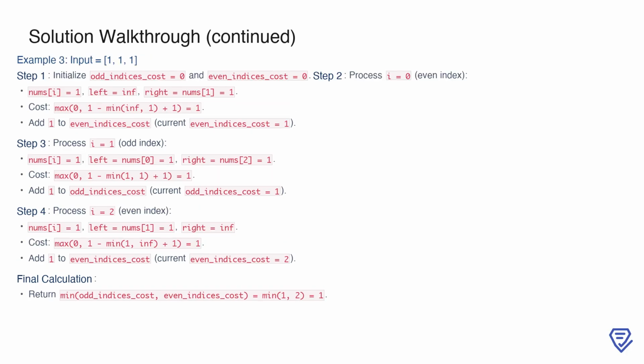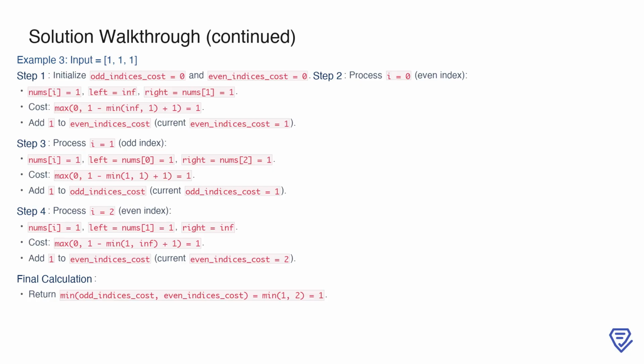For the final example, we use the input 1 1 1. As before, we initialize odd_indices_cost and even_indices_cost to 0. Starting with index 0, which is an even index, nums[0] equals 1. Without a left neighbor, left is set to infinity, and the right neighbor is nums[1] equals 1. The cost to make nums[0] smaller than its neighbors is max(0, 1 - min(inf, 1) + 1), which equals 1.